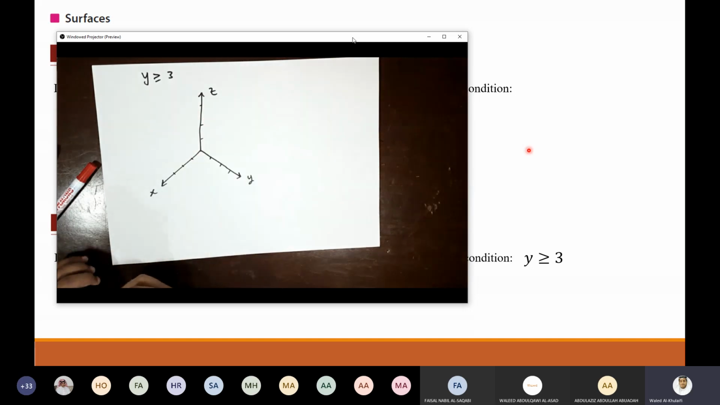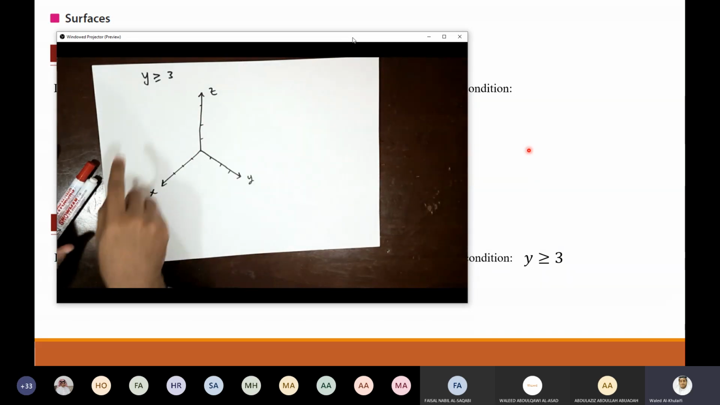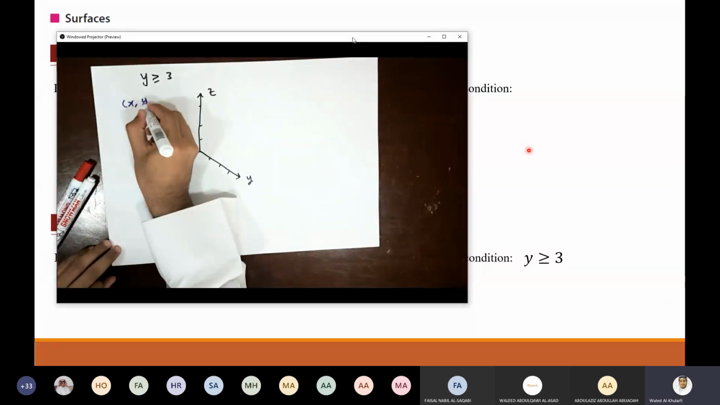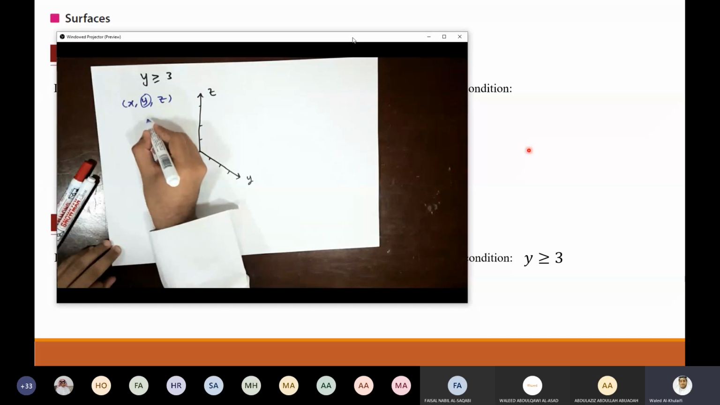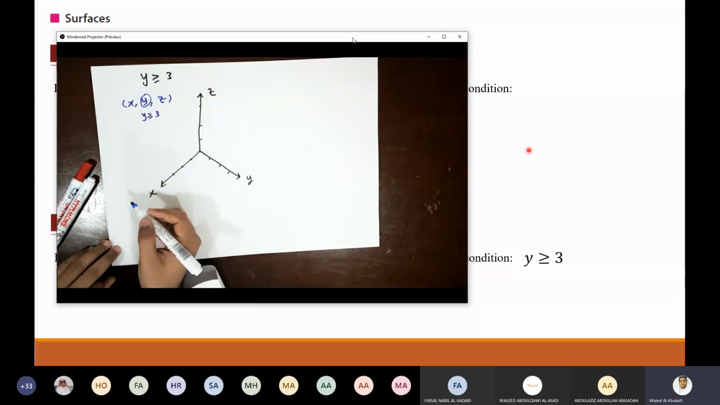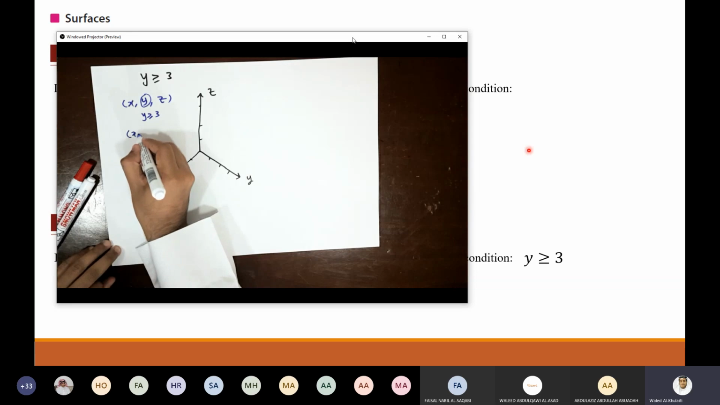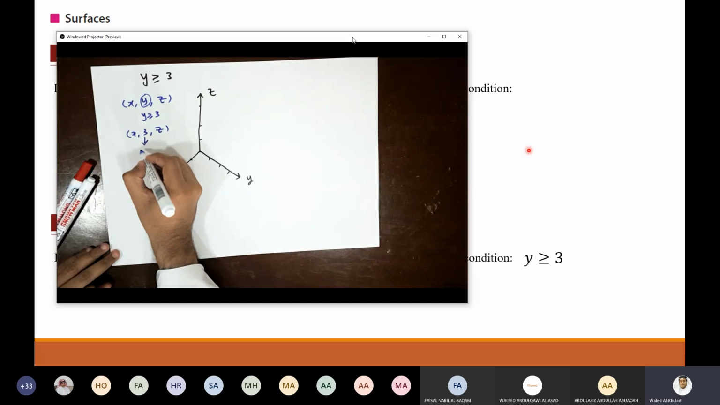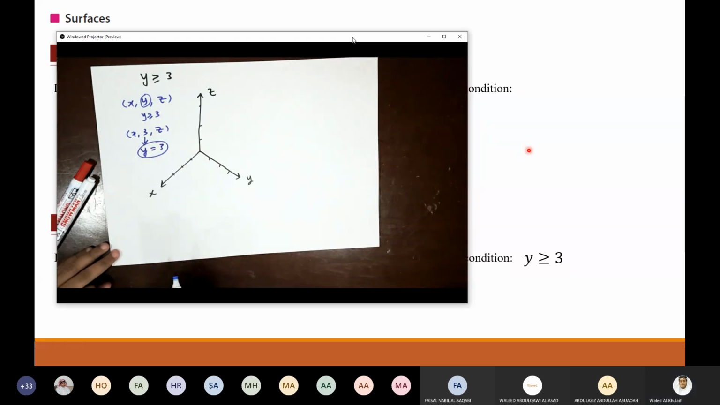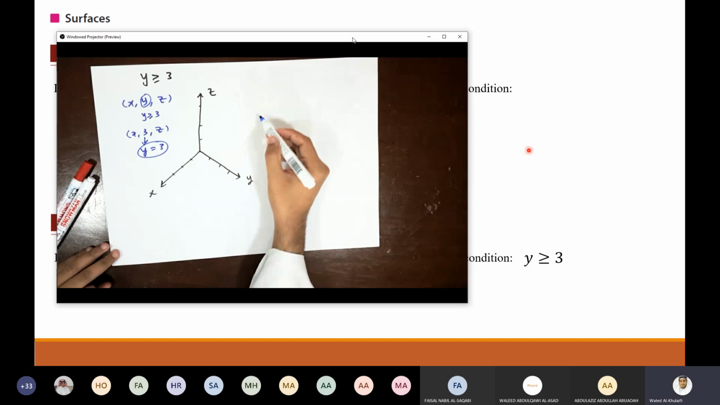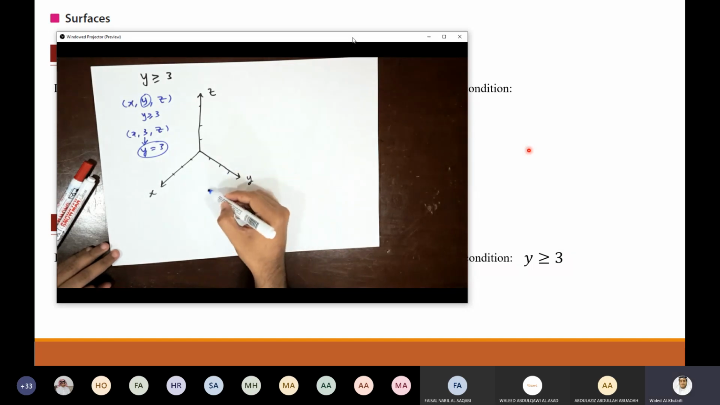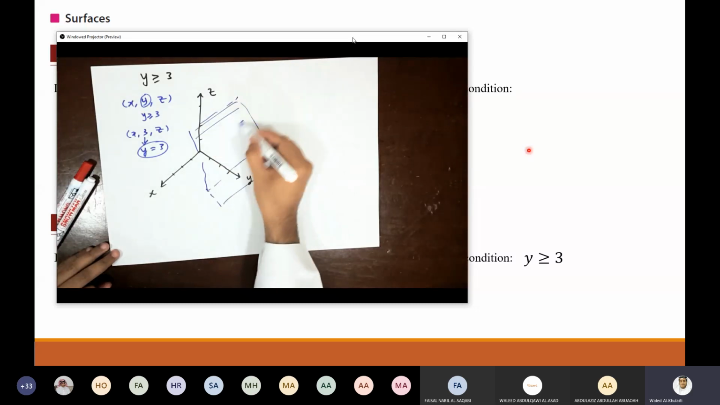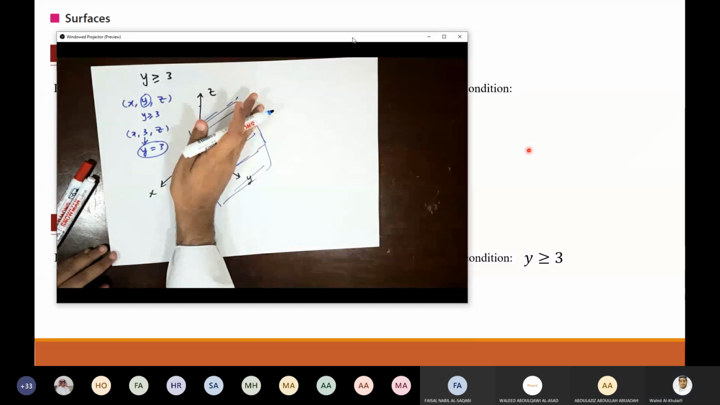He said y greater than or equal to 3. So it is all the points where y is greater than or equal to 3. Let's start from the border. What is y equal to 3? A plane, right? A plane like this, for example. Actually, it extends even to the negative part. This is y equal to 3.